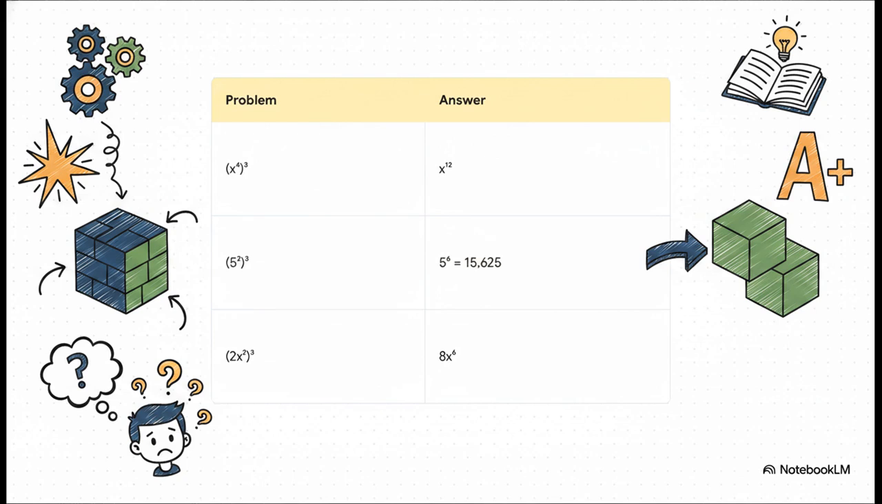So first you cube the number 2, which is 2 times 2 times 2, giving us 8. Then you multiply the exponents on the x, 2 times 3, giving us 6. Put it all together, and your simplified answer is 8 times x to the 6th. If you can master that, you've completely mastered the rule.